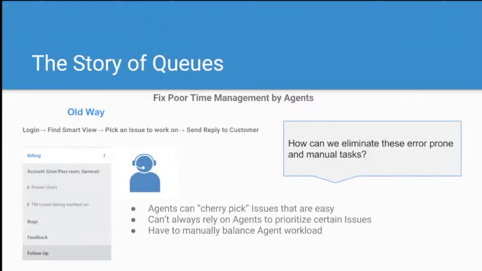So with smart views, agents could cherry pick issues that were easy. You had to rely on agents, with tags and certain smart views, to always remember, hey, do this VIP players queue first, do this bugs smart view first, and reply to those issues. But there's no way to automatically assign them based on priority to agents to force them to reply to those priority issues first or priority users first.